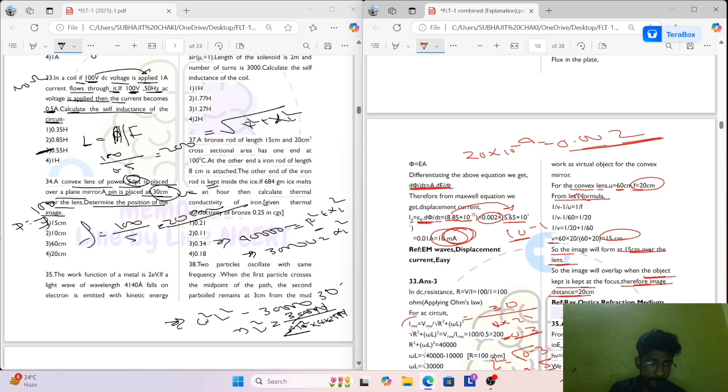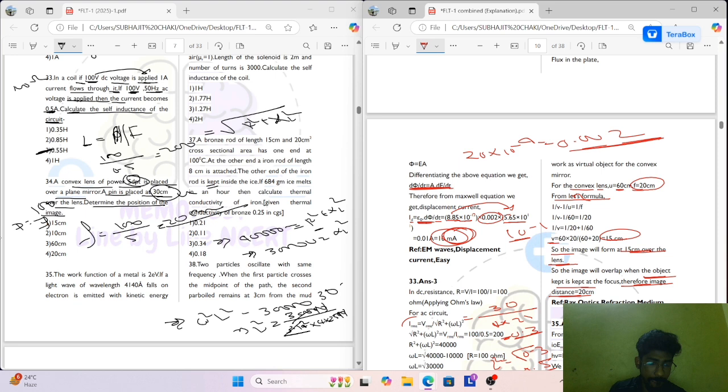The cross sectional area of a solenoid is 10 centimeter square. Half of it is filled by iron and the other half is filled by air. The length of the solenoid is 2 meter. The number of turns is 3000. Calculate the self-inductance of the coil. Self-inductance means L, you have to calculate. There is a simple formula: L equals mu naught n squared A divided by L into mu r1 A1 plus mu r2 A2. Put all the values in this formula.